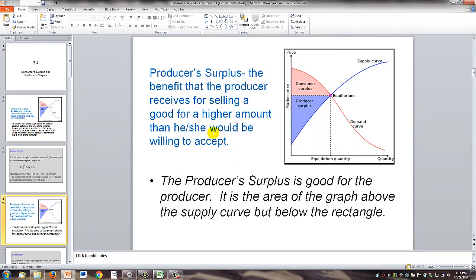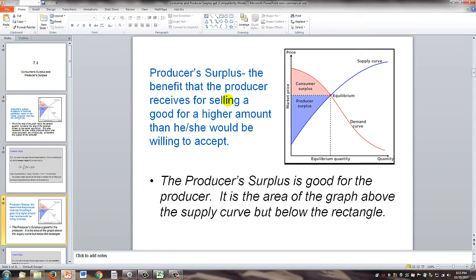Let's look at producer surplus. Producer surplus is this purple area here, and it is the area above the supply curve but within the market equilibrium rectangle. So since this rectangle area is larger than the area under the supply curve, we'll find the area of the rectangle, length times width, Q bar times P bar, minus the area under the supply curve, which would involve the antiderivative, evaluated from 0 to Q bar.